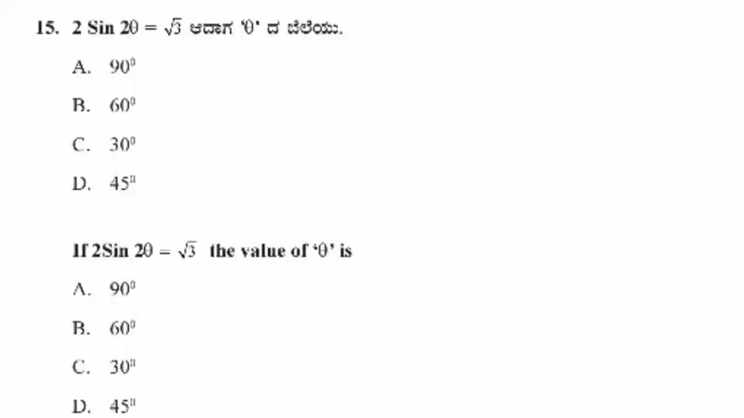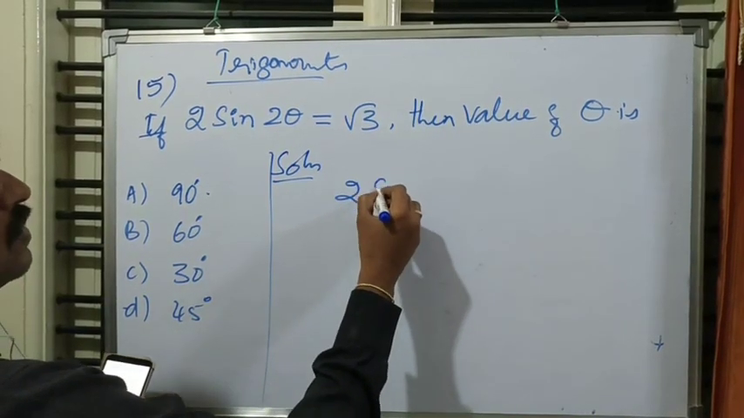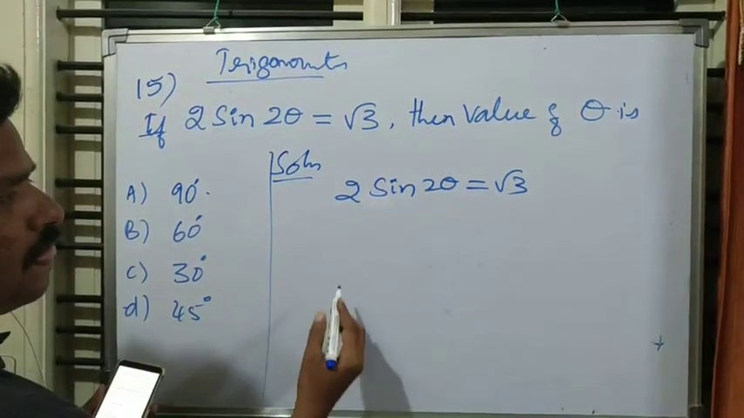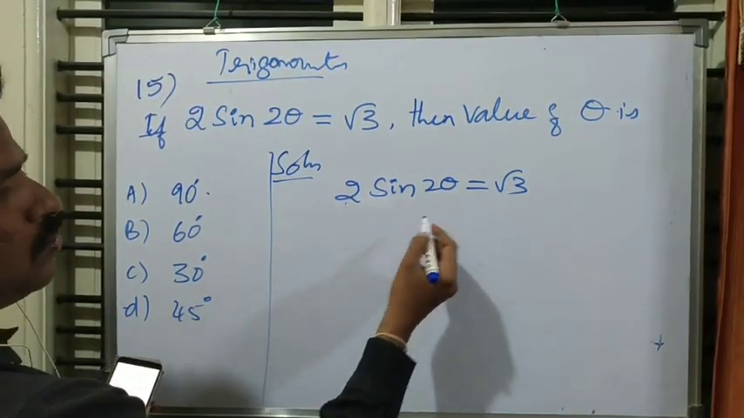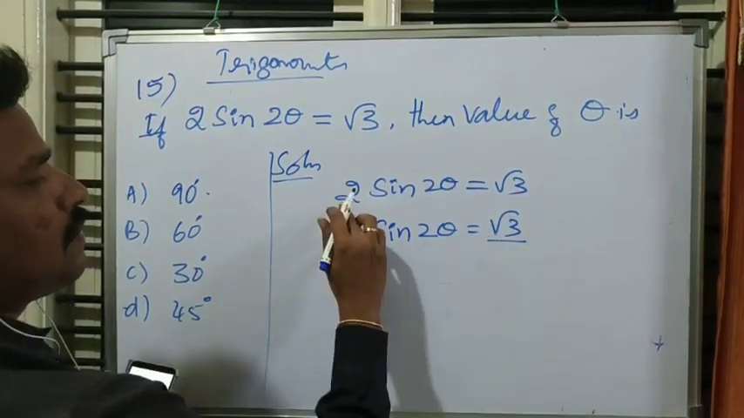Yes, dear students, this is also a trigonometry question. In this question, if 2 sin 2 theta is equal to root 3, then the value of theta is dash. Your options are 90 degrees, 60 degrees, 30 degrees and 45 degrees. Now let us see how to solve this. 2 sin 2 theta, write it as it is, equals root 3. This 2 goes to the denominator, so sin 2 theta equals root 3 by 2.